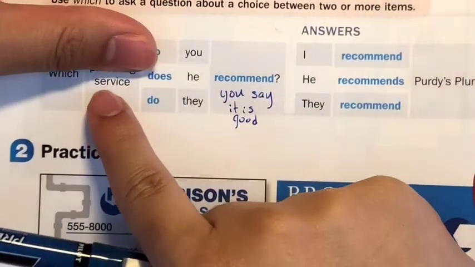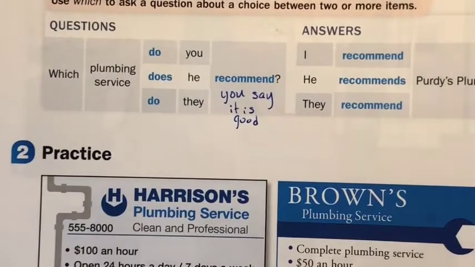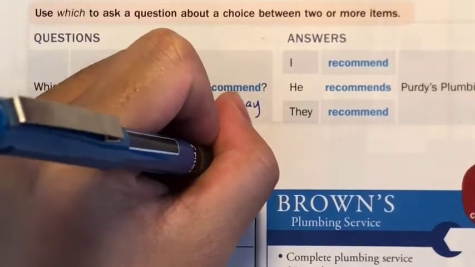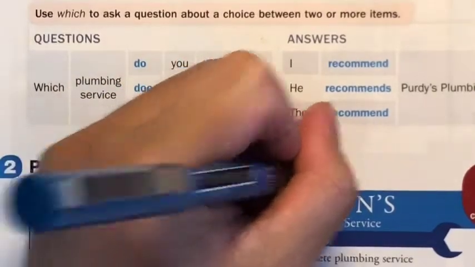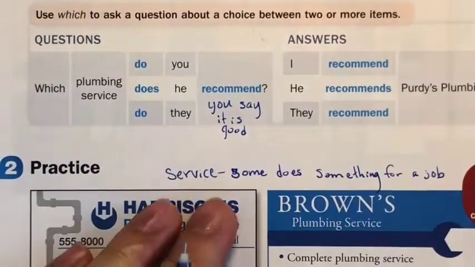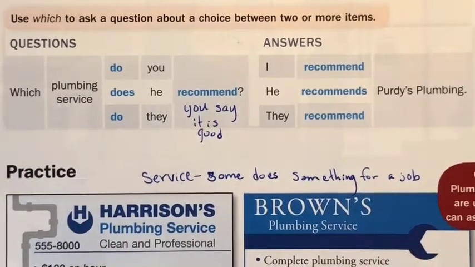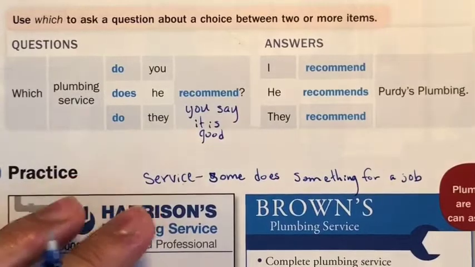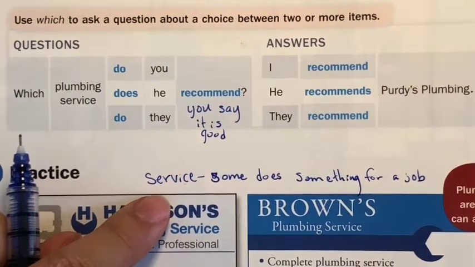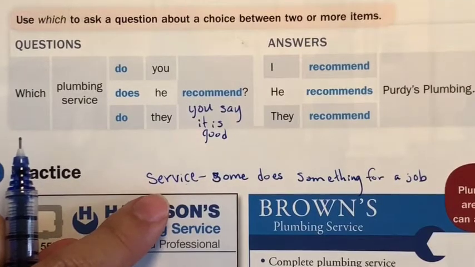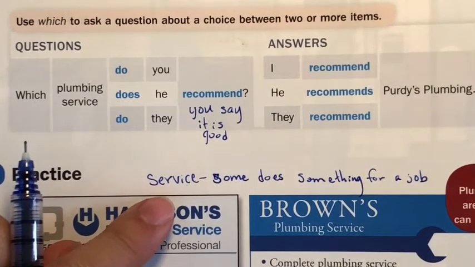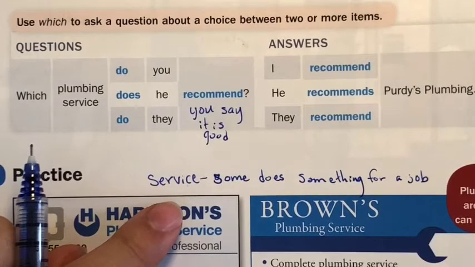So let's start with the word service. The word service means someone does something for a job. So, a cleaning service is someone who cleans houses for a job. The service is you clean houses. A landscaping service or a gardening service is someone who cuts the grass, they cut the trees, they water the trees, they plant flowers. It's called a gardening or a landscape service.